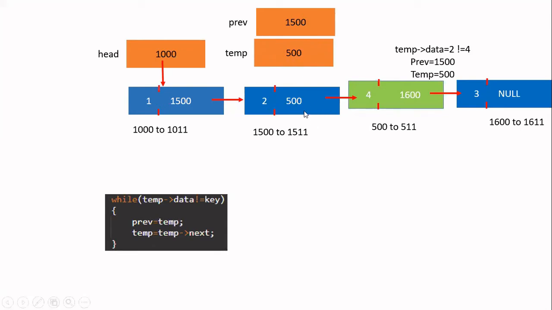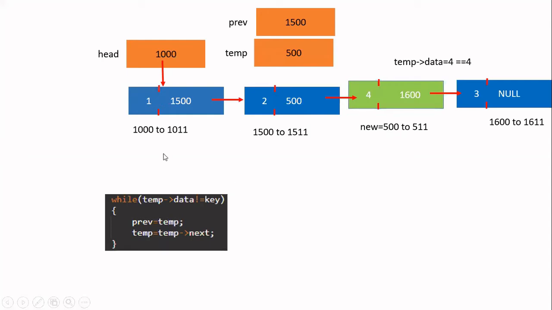Okay, now I'll go to this 500. I check the value in that. It is 4. I want to delete 4 only. Both are same. When both are same, here you see the data of temp is 4. You want to delete 4. Both are same. So you come outside the loop.